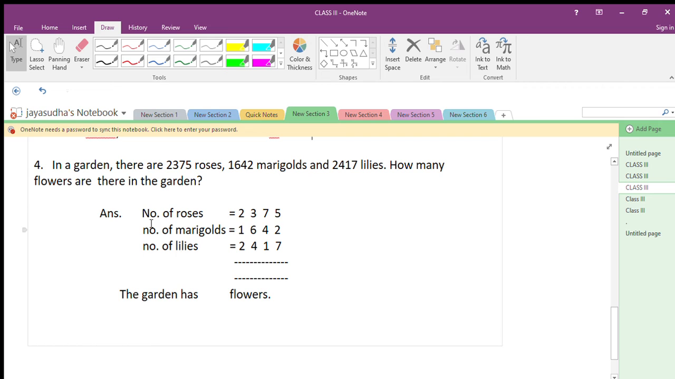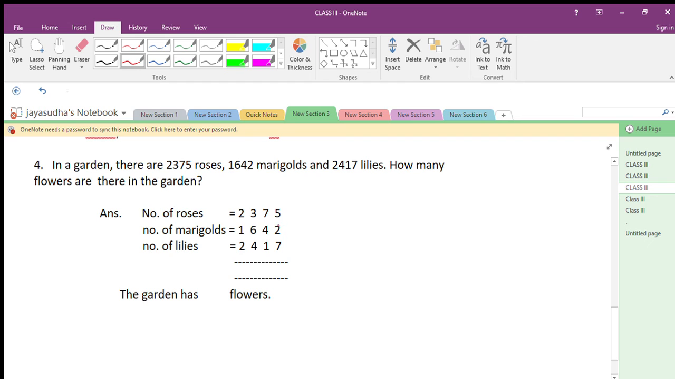Now listen, "No." written here means number. How do you read this? "No." means you have to read number. Number of roses, how many? 2375. Number of marigolds, 1642. Number of lilies, 2417. Now you want to add all of these, children.